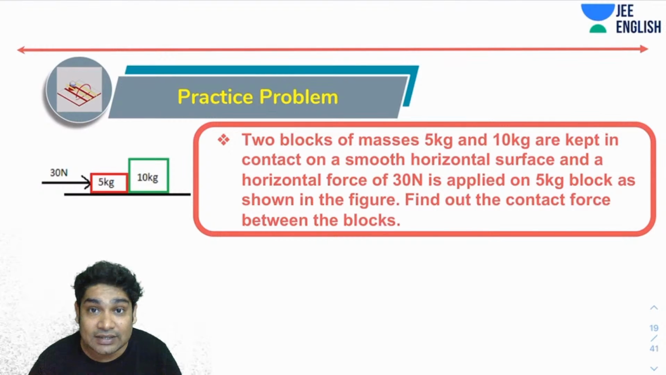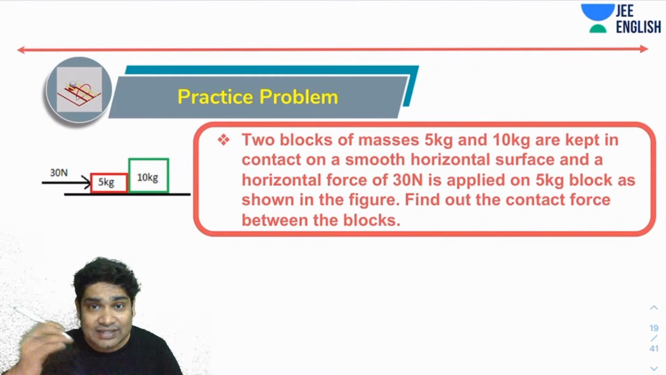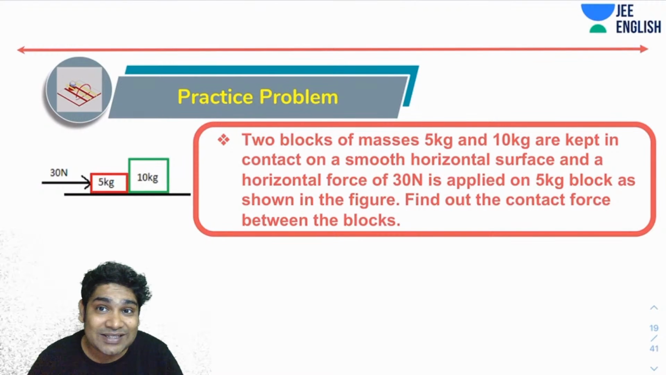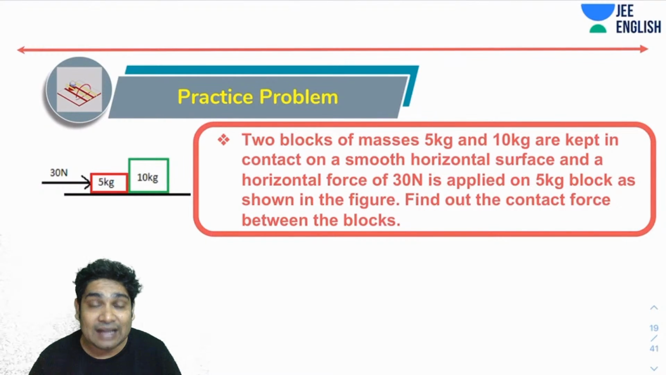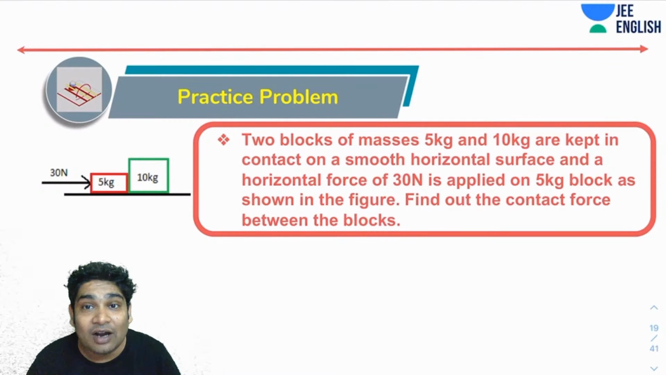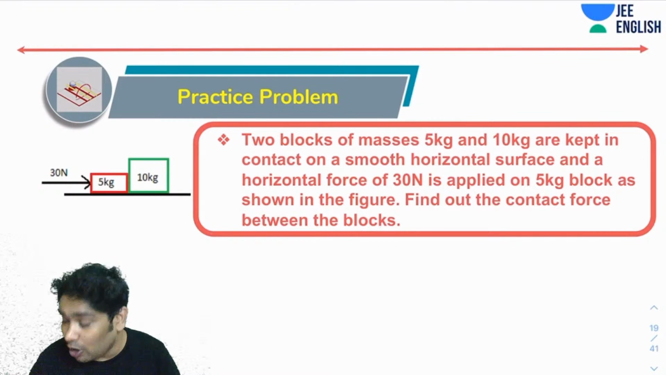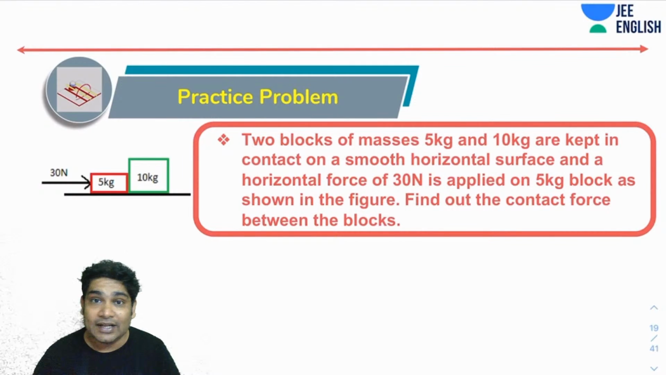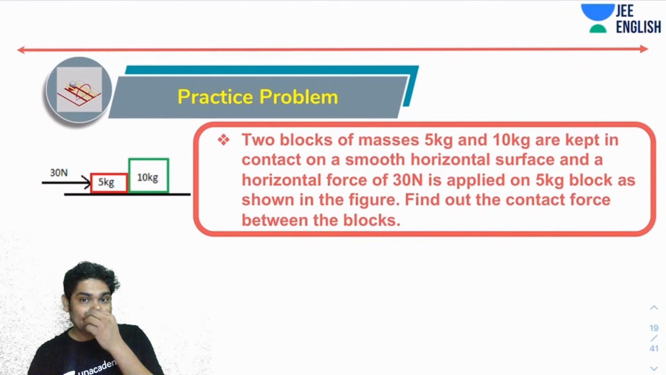Pawan has been waiting for this. So we will start with very simple problems. Here you've been told that two blocks of masses 5 kg and 10 kg are kept in contact on a smooth horizontal surface, and a horizontal force of 30 Newton is being applied on the 5 kg block as shown. You'll find out the contact force between the blocks. So let's go ahead and solve this.